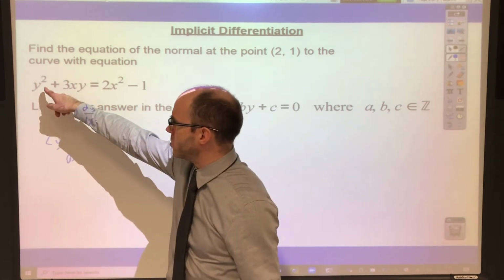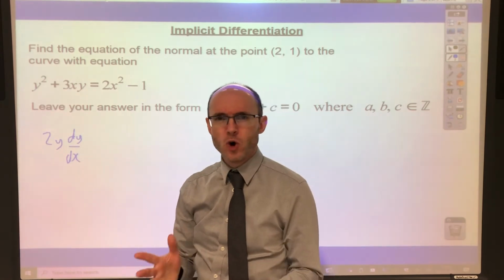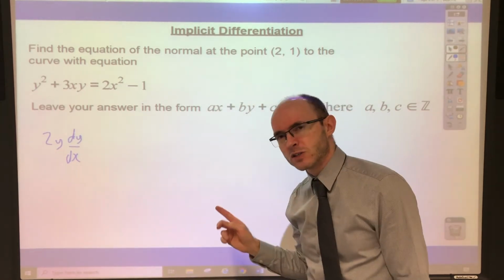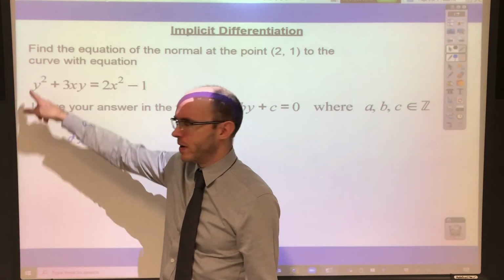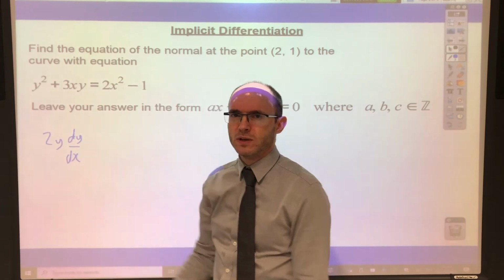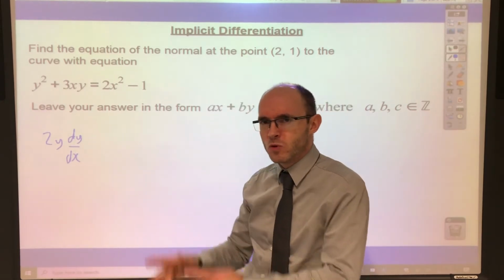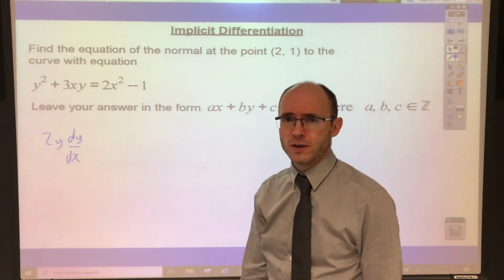All you do is just think of it this way, differentiate as you would do normally. When I say normally, if you differentiate x squared, you get 2x. So just think about what you get when you differentiate normally, so 2y, but then because it's y, just put a dy dx on the end. So differentiate under normal rules to get 2y, then just put the dy dx on the end. That's how it's going to work.